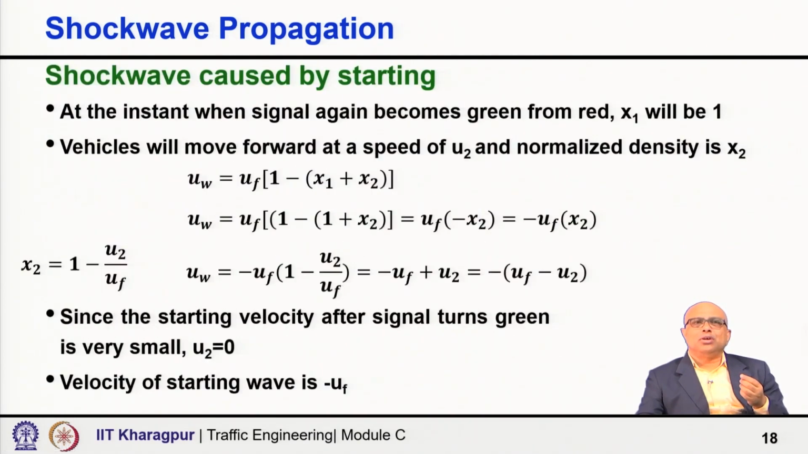Now, if we do this simple substitution, then we can actually get uw equal to minus uf minus u2. Okay. So, since the starting velocity after the signal turns green is very small, u2 may be considered as 0. So, the velocity of the starting wave is practically minus uf.